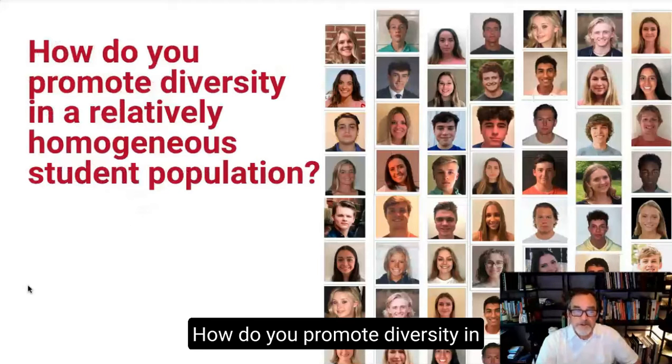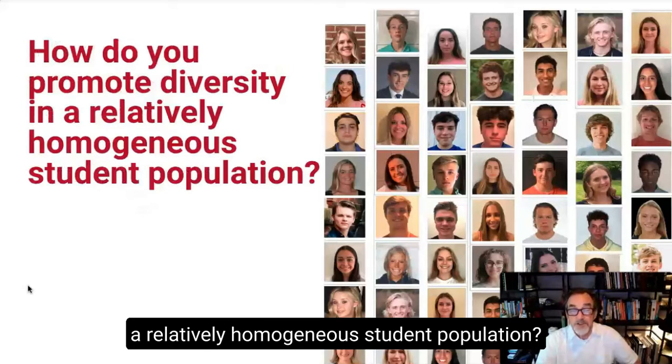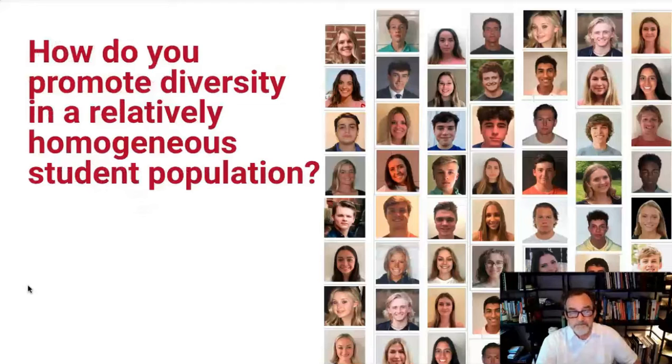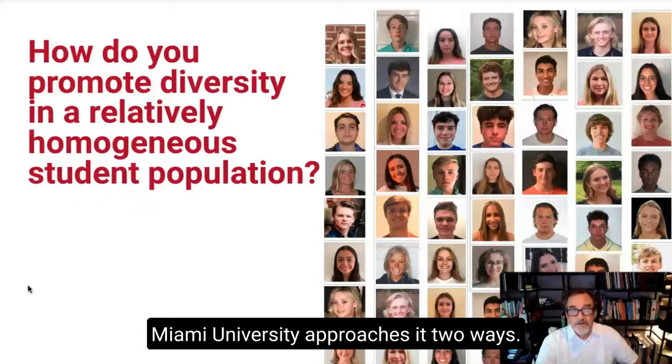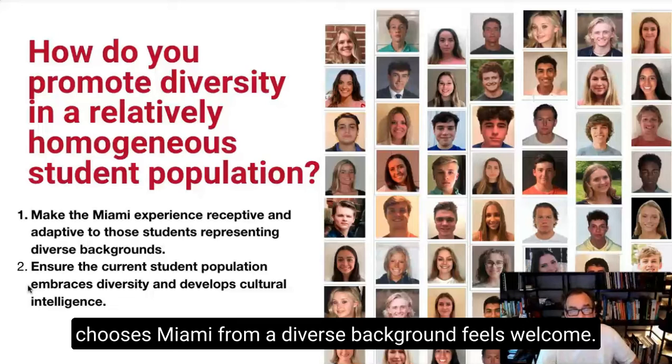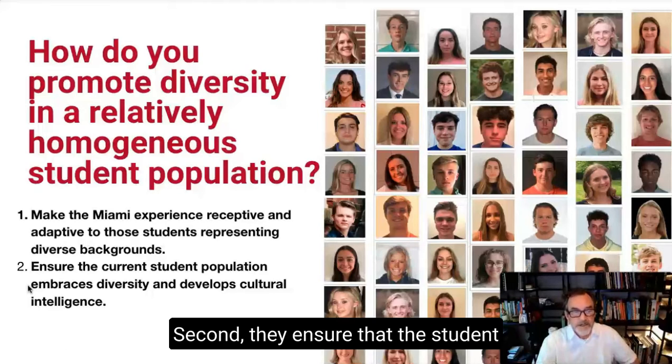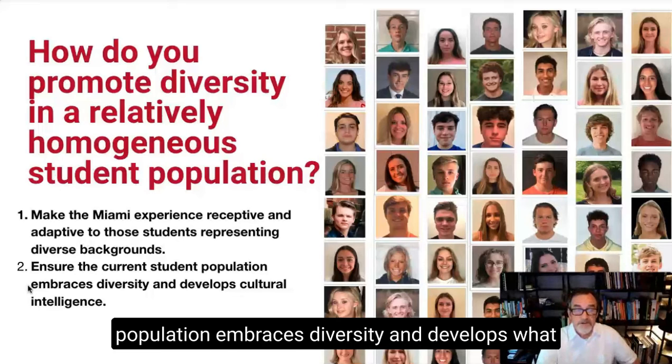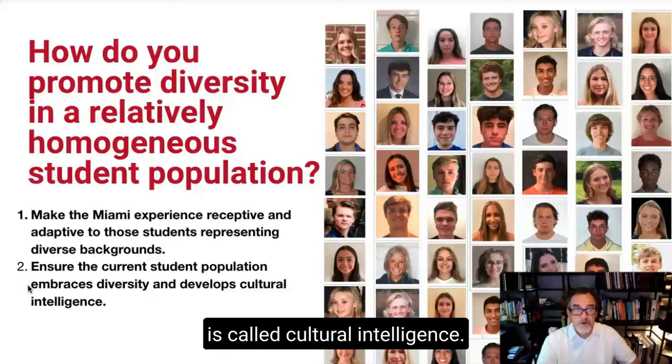How do you promote diversity in a relatively homogeneous student population? Miami University approaches it two ways. First, they make sure that any student that chooses Miami from a diverse background feels welcome. Second, they ensure that the student population embraces diversity and develops what is called cultural intelligence.